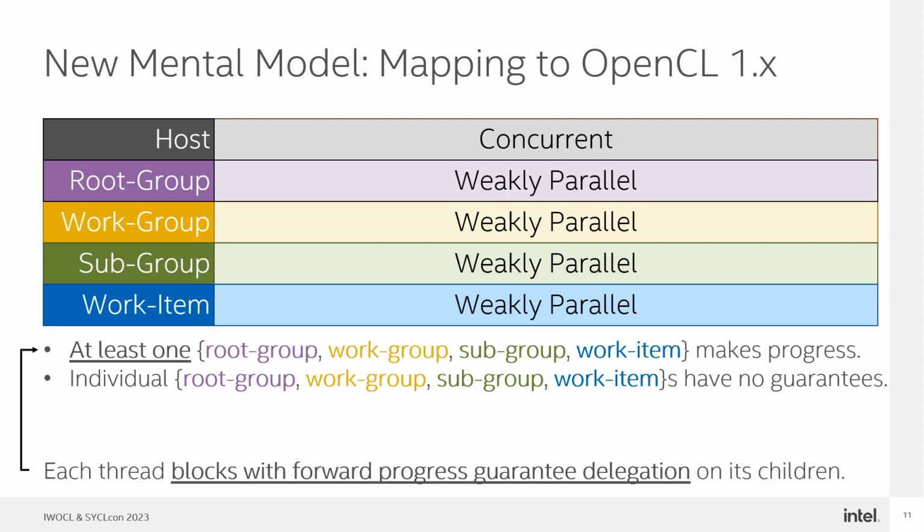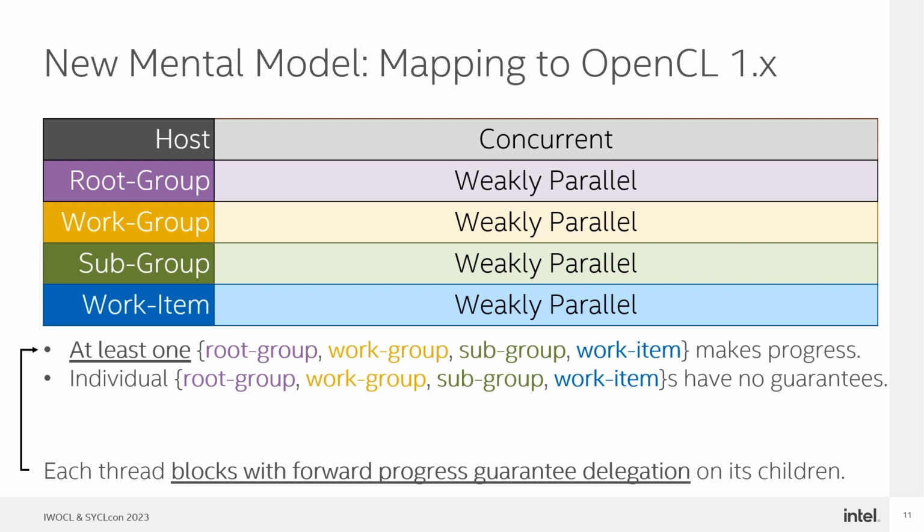To prove that this mental model is useful, we can look at how it would describe the behavior of SYCL applications running on various backends. And on this slide, we're showing the mapping to OpenCL 1. So let's assume that our host thread is a std::thread that has concurrent forward progress guarantees. OpenCL 1 says that individual work items have no progress guarantees, and we can describe that by defining every other layer of the hierarchy to have weakly parallel forward progress guarantees. Now, just like with our parallel algorithms example a few slides ago, we need a way to ensure that SYCL kernels running on OpenCL 1 actually do something useful. And that's where reusing the concept of blocking with forward progress guarantee delegation can help us.